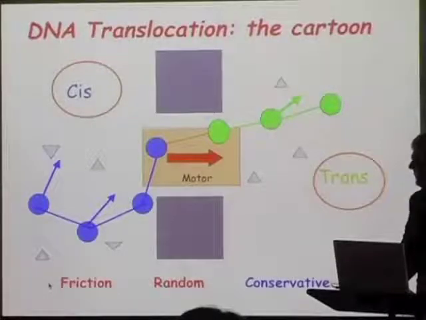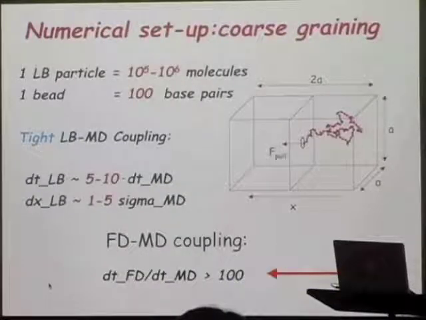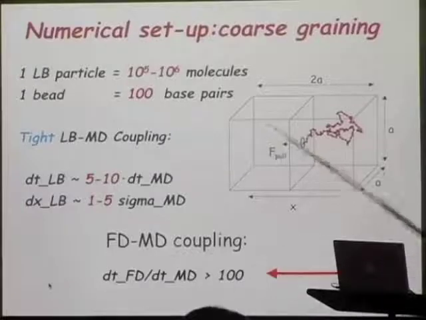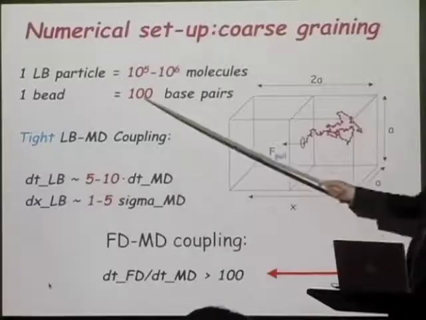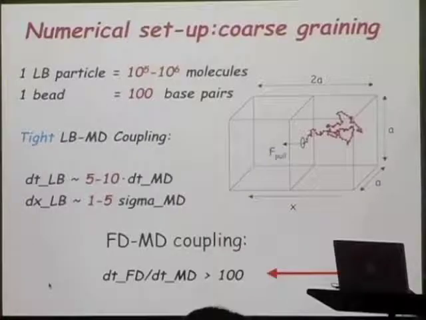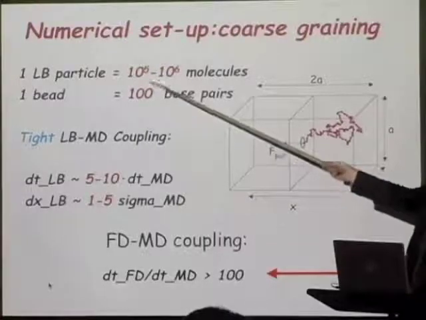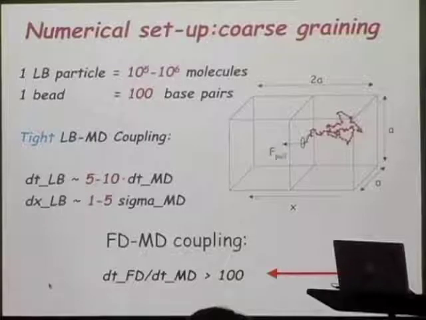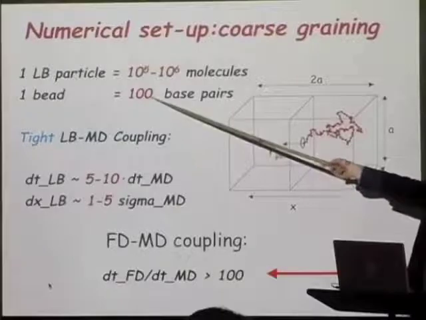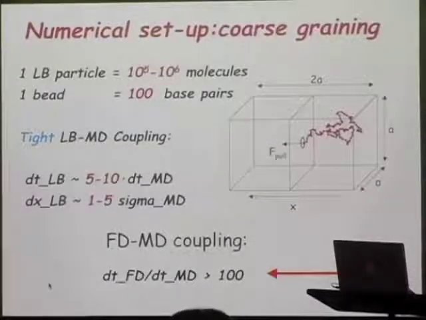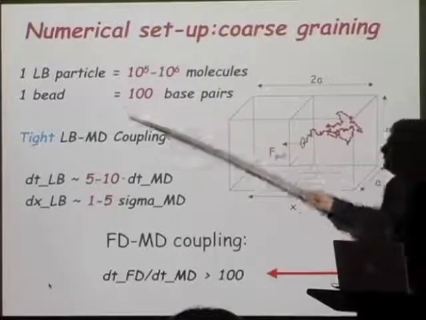So this is the cartoon of our experiment. And these numbers, there is no unique way of mapping. So after thinking and pondering, basically these are the figures. One lattice Boltzmann population, in fact, one degree of freedom in the computer, would basically map into 10^5 to 10^6 real water molecules. And one of our beads is essentially a gauge around the DNA persistence length, which means that it contains about 100 base pairs. So you see it's a rather coarse-grained model. Certainly we cannot have chemical specificity here.